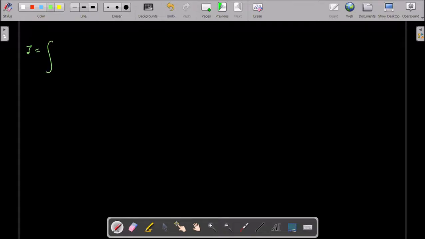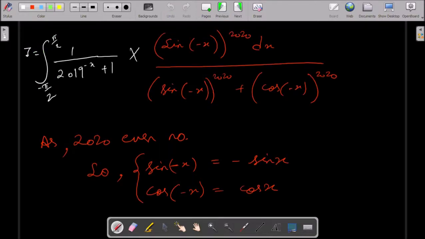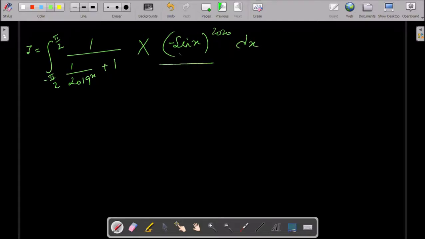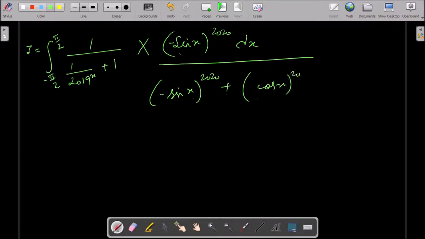I equals integration from minus pi by 2 to pi by 2. See here, this is 2019 to the power minus x, so I'm writing it like this: 1 upon 1 upon 2019 to the power x plus 1. Okay, we will then take it in the numerator. Next step, sin x to the power 2020 dx, since 2020 is an even number. Remember this. Sin x to the power 2020 plus cos x to the power 2020. Cos of minus x is cos x only.